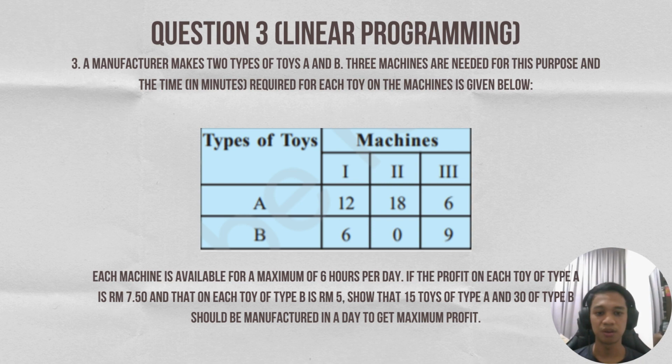If the profit on each toy of type A is 7 ringgit 50 cent, and that on each toy of type B is 5 ringgit, show that 50 toys of type A and 30 of type B should be manufactured in a day to get maximum profit.